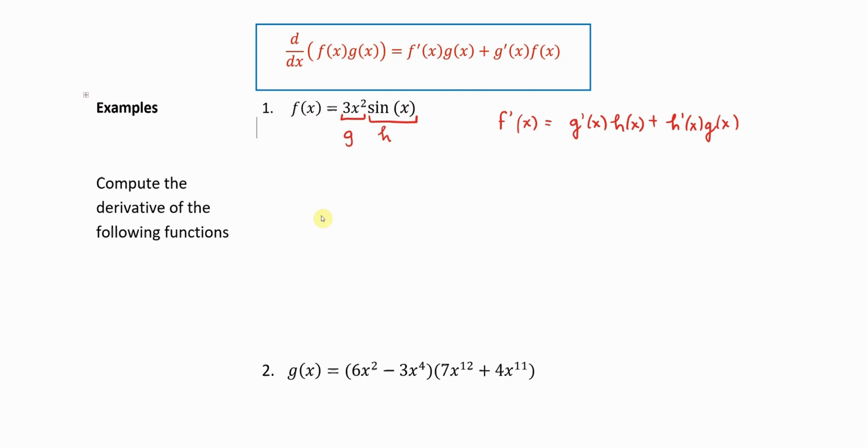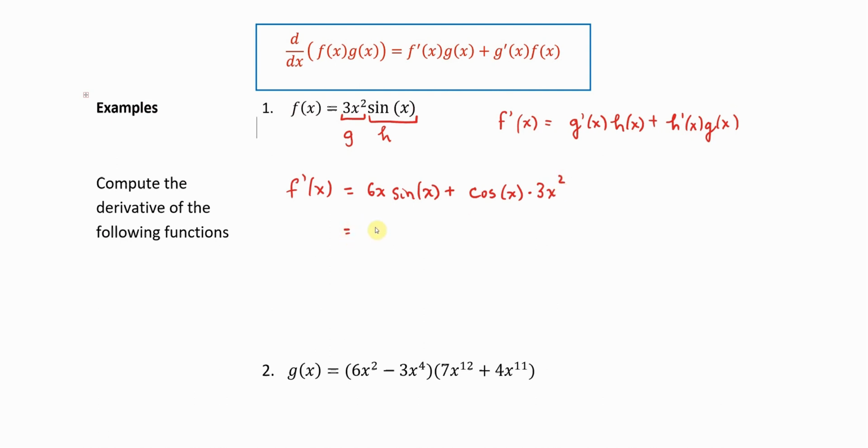Okay. And so with that in mind, now I can just attack the problem straight on. The derivative of the first part is 6x times the second part, which is just sine of x, plus the derivative of the second part, the derivative of h. Derivative of sine is cosine, multiplied by the first part, which is 3x squared.